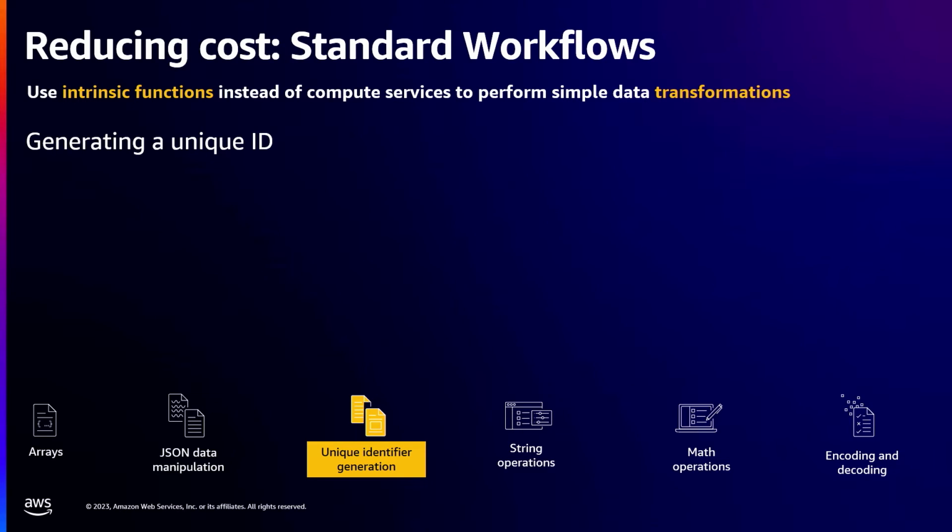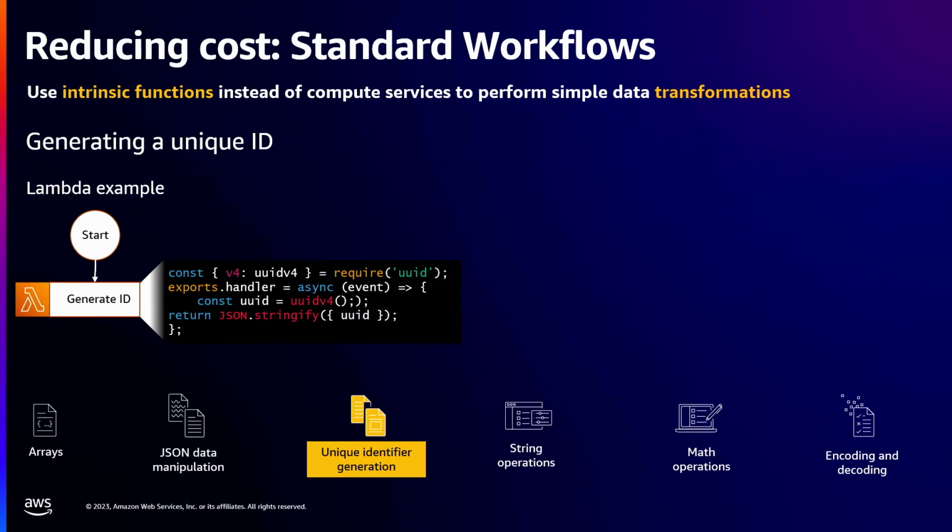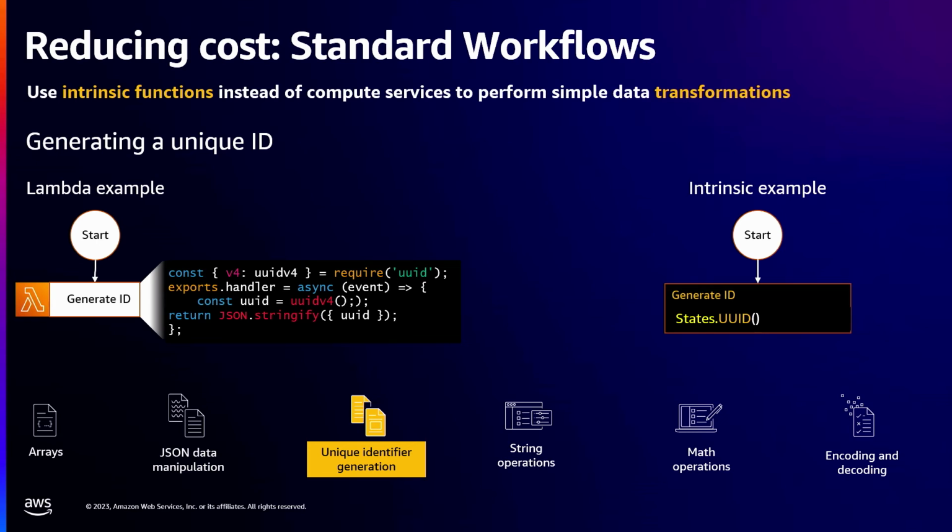Until we introduced this a couple months ago, you had to use a Lambda function with a bunch of code. So here I'm pulling in some package and I'm using my exports handler to produce a unique ID. Now I can use the states.uuid intrinsic and it produces exactly the same result. And if I use an intrinsic, I can just add that intrinsic function to the parameter of an existing state. So I don't have to add more states into my workflow to do this.